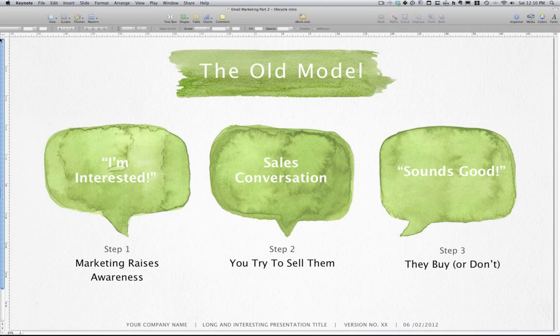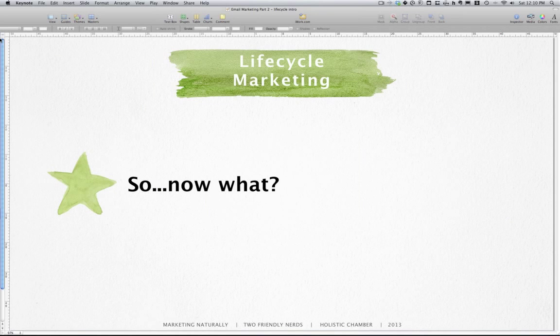Now, this is the old model, right? And just like I said, there's only one way to improve it, and that's raising step one, that marketing awareness, so we can get more people into step three, which is they buy or they don't. How do we get around this issue online? Because if we're losing a lot of people, because a lot of people don't have that intent online, then how do we overcome that? Well, the answer is life cycle marketing.